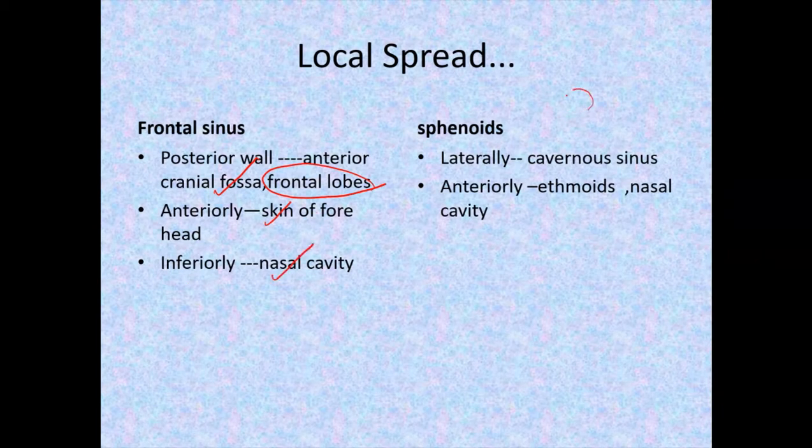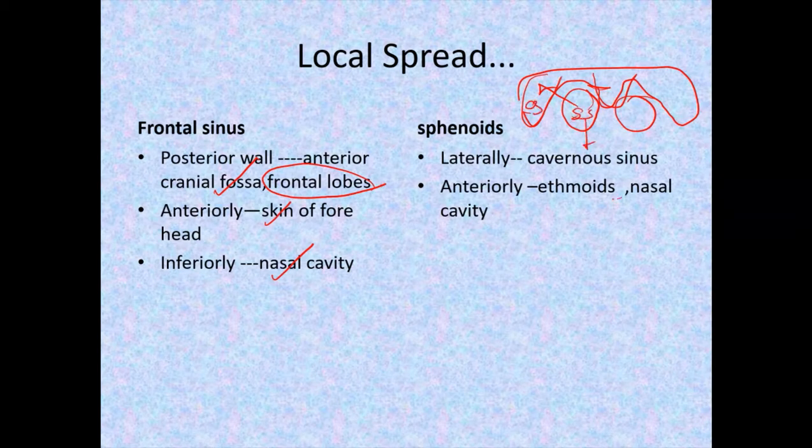Sphenoids: if you take the sphenoid sinuses like this, as you know the cavernous sinuses are located like this, and this is the pituitary. These cavernous sinuses can be affected. Laterally, it can go to the cavernous sinus. This is the sphenoid sinus, this is the cavernous sinus. Anteriorly, it can go to the ethmoids or nasal cavity. Sphenoid sinus tumors are very rare.